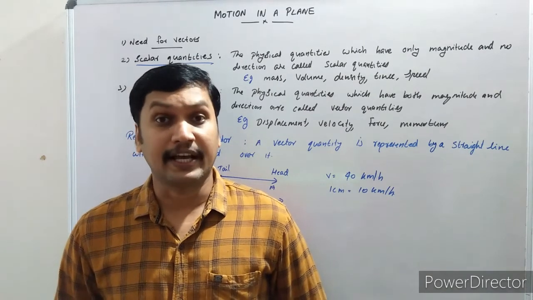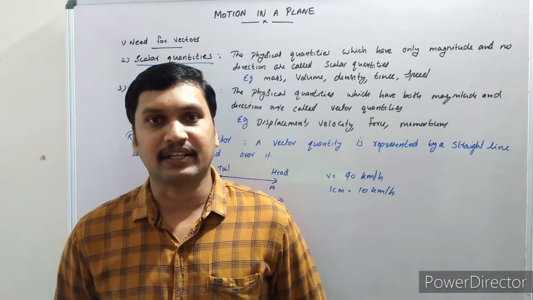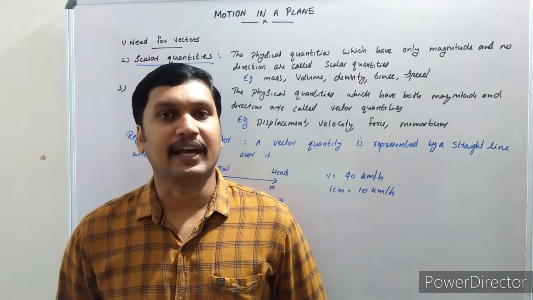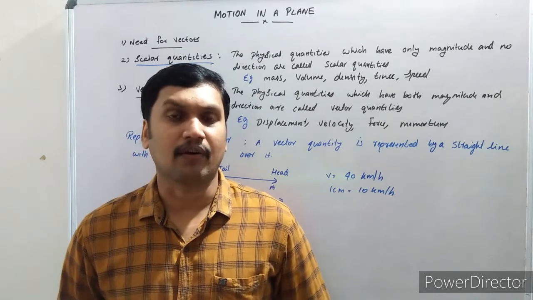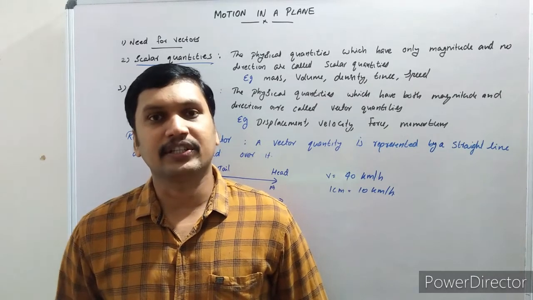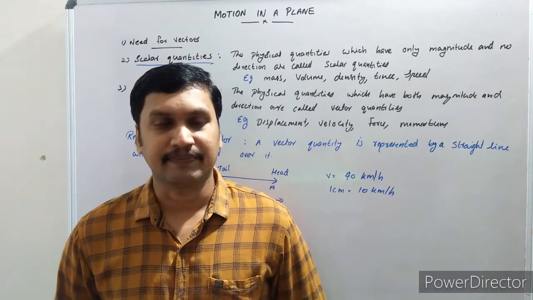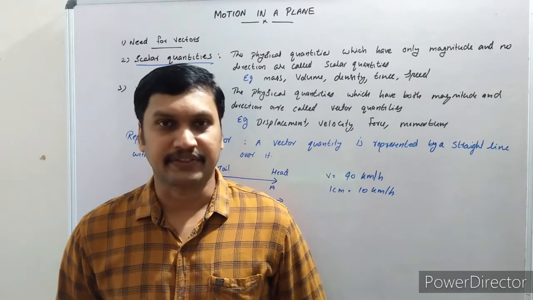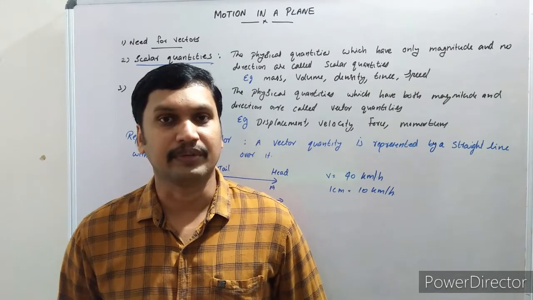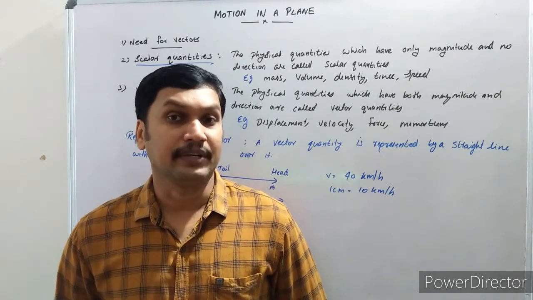So the directional aspects of velocity, displacement, acceleration are all satisfied by putting positive and negative signs, because there are only two directions. But if the object is moving in a plane or in space, there are many directions possible for that object to move. So the direction is very much important.